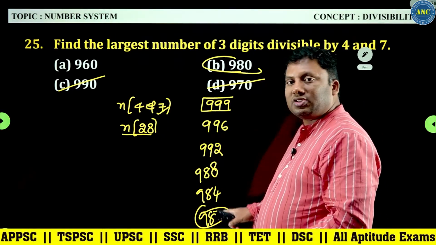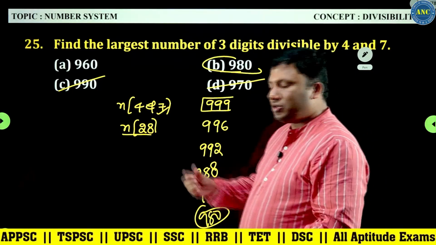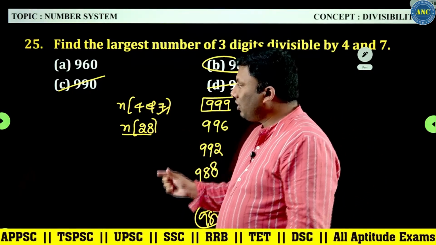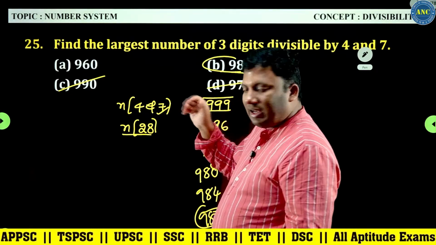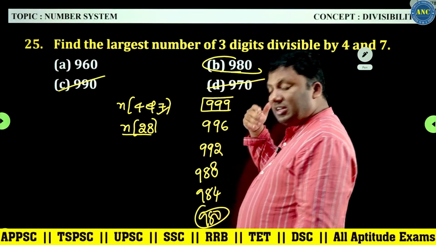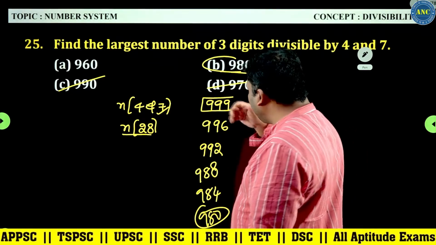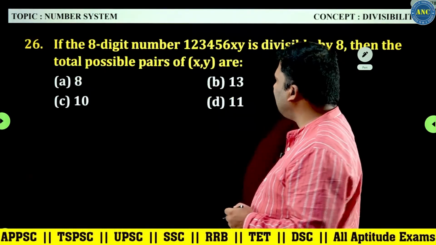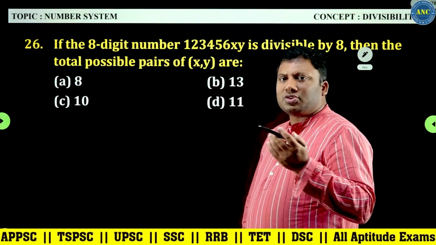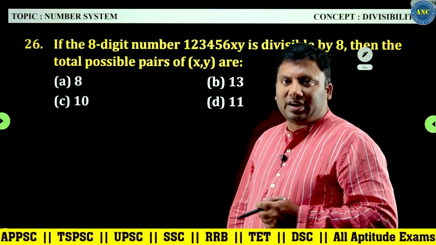This is a long process. Use the answer option approach. Answer is divisible by 4. Last 2 digits should be divisible by 4. 970, 990 out. It is divisible by 7. Which option is divisible by 7? I hope the idea is clear. All the questions are based on the divisibility rules.